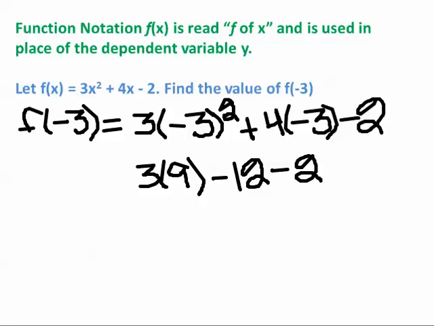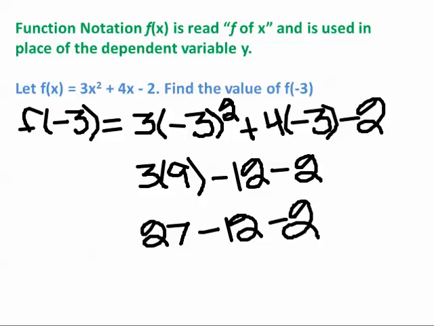My next step is I need to do this 3 times 9, which is going to give me 27. And I have negative 12 and negative 2. So you can plug all that in your calculator. 27 minus 12 minus 2, and that is going to give you 13. So f of negative 3 equals 13.